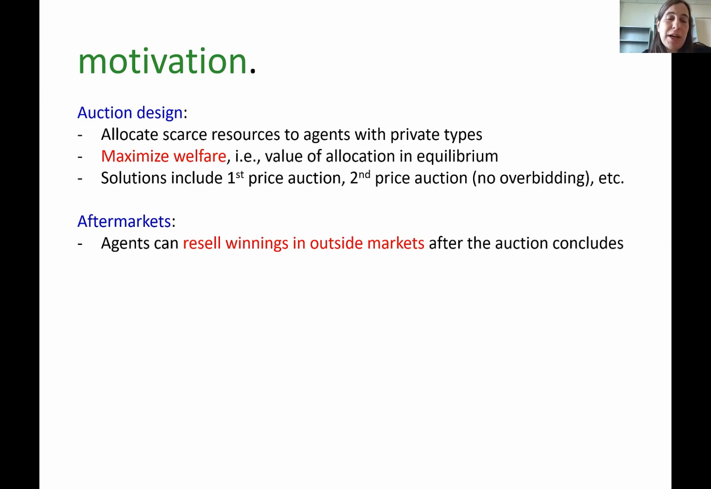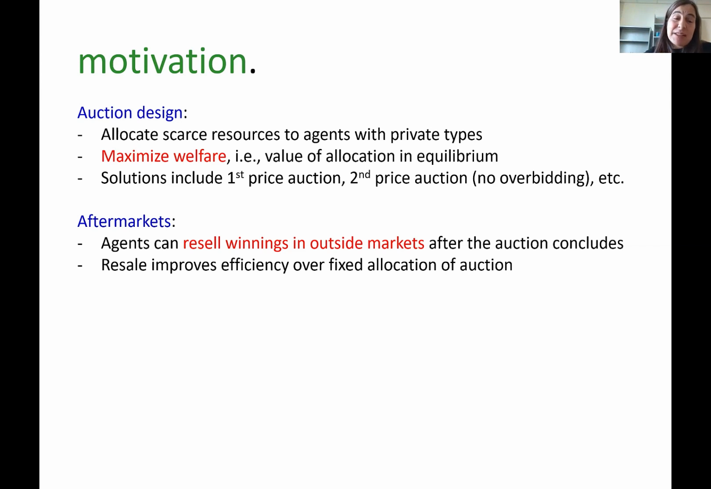So maybe I'm going to go to Christie's or Sotheby's and win a fabulous painting, and then I'm going to wait a few years and resell it. And the fact that I can resell my winnings is going to impact the welfare of the overall market, that is, the market that consists of the auction together with this aftermarket.